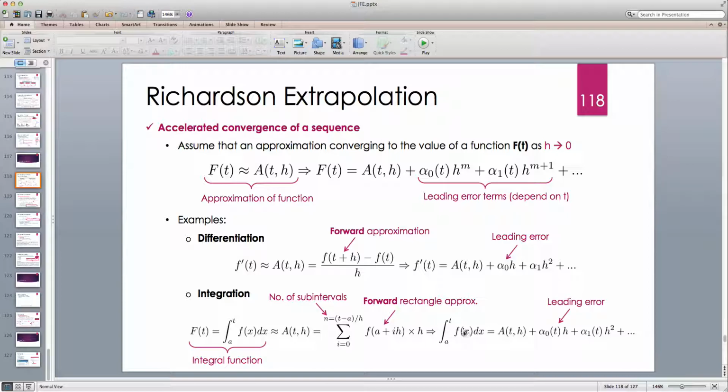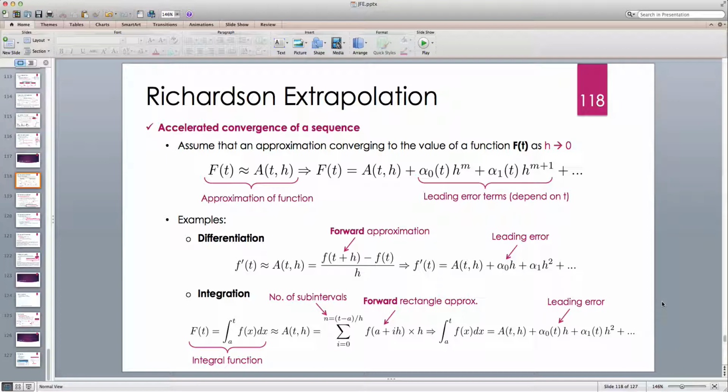And what happens here is that for a forward rectangular approximation, h and the number of subintervals are related. Basically h here becomes the length of each subinterval, and as the h gets smaller and smaller, n gets larger and larger, and then we get smaller errors.